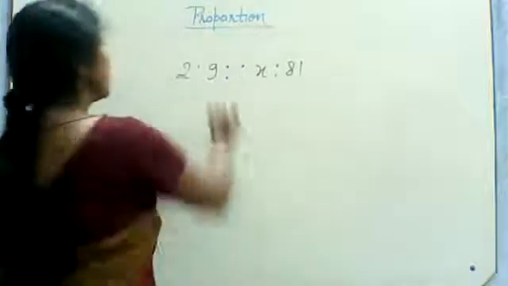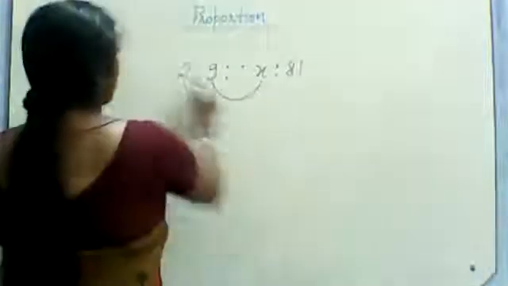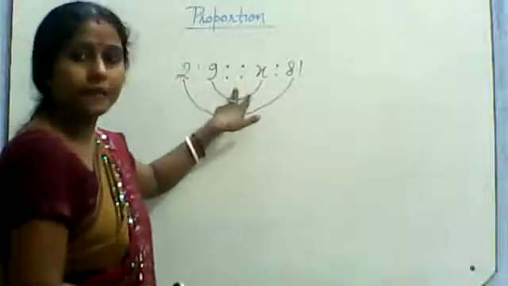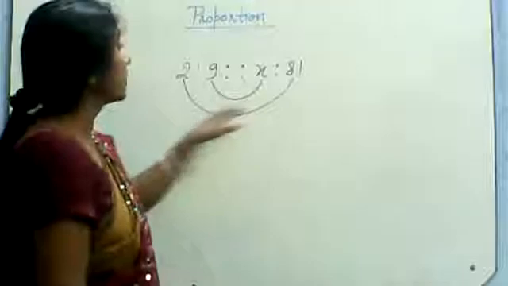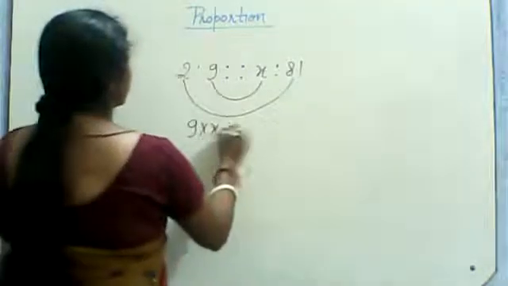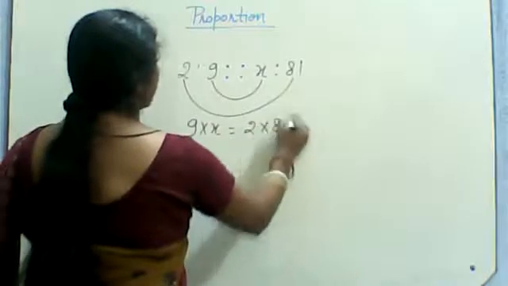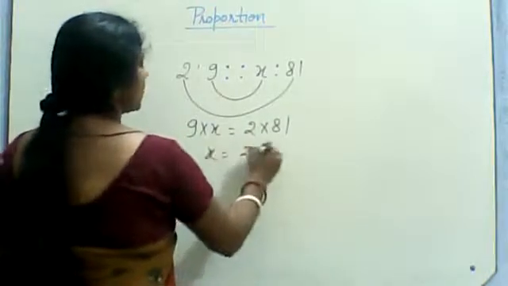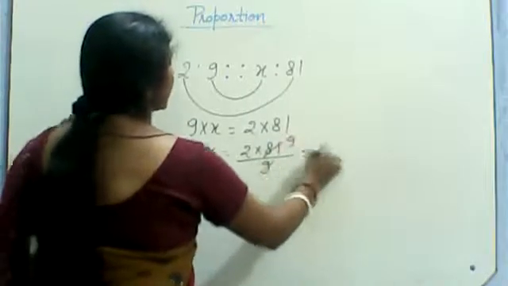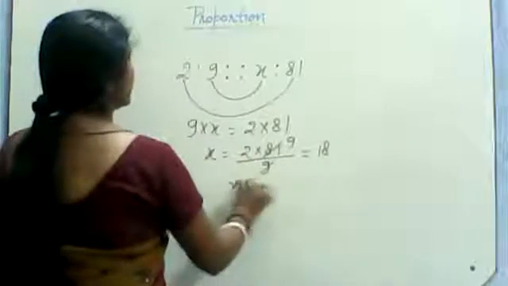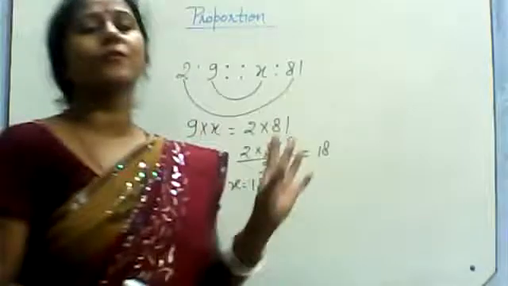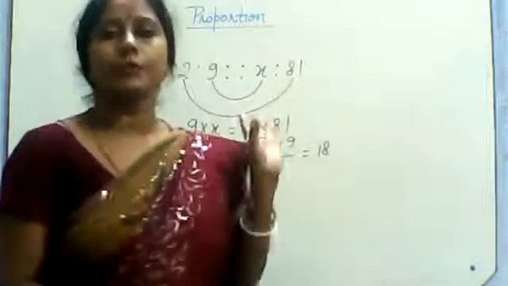So what do you know? Same thing: product of means equal to product of extremes. If they are given with the proportion sign, then you can use product of means equal to product of extremes. So 9 into x is equal to 2 into 81. x equals 2 into 81 divided by 9. 9 9s are 81 and 9 2s are 18. So x equals 18. By this formula you can find out any unknown term of the proportion.